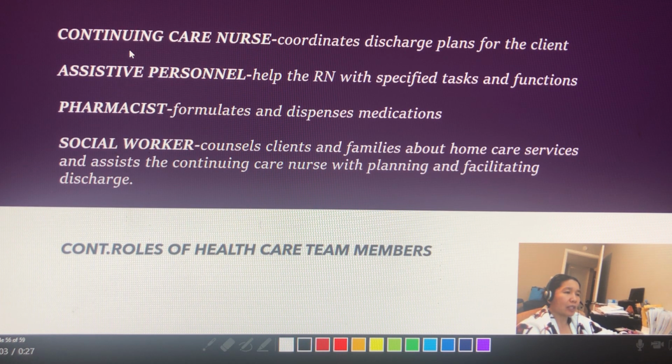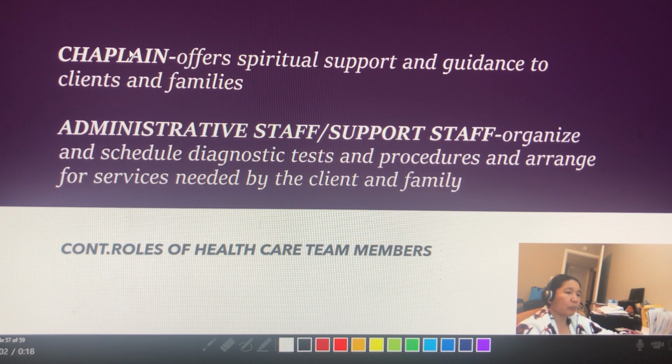Continuing care nurse coordinates discharge plans for the client. Assistive personnel help the RN with specified tasks and functions. Pharmacist formulates and dispenses medications. Social worker counsels clients and families about home care services and assists the continuing care nurse with planning and facilitating discharge. Chaplain offers spiritual support and guidance to clients and families. Administrative staff or support staff organize and schedule diagnostic tests and procedures and arrange for services needed by the client and the family.